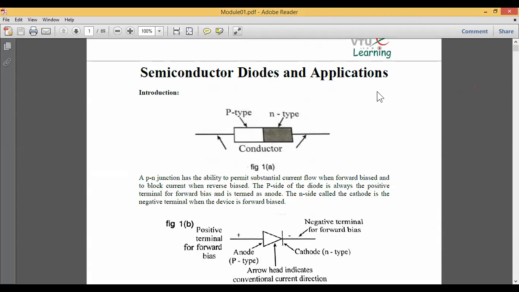Now when it comes to the application part, I will let you know how the diode can be used for application-oriented devices, where the focus will be on how the diode operation is practically conducted. With this I will conclude today's video lecture on the PN junction diode.